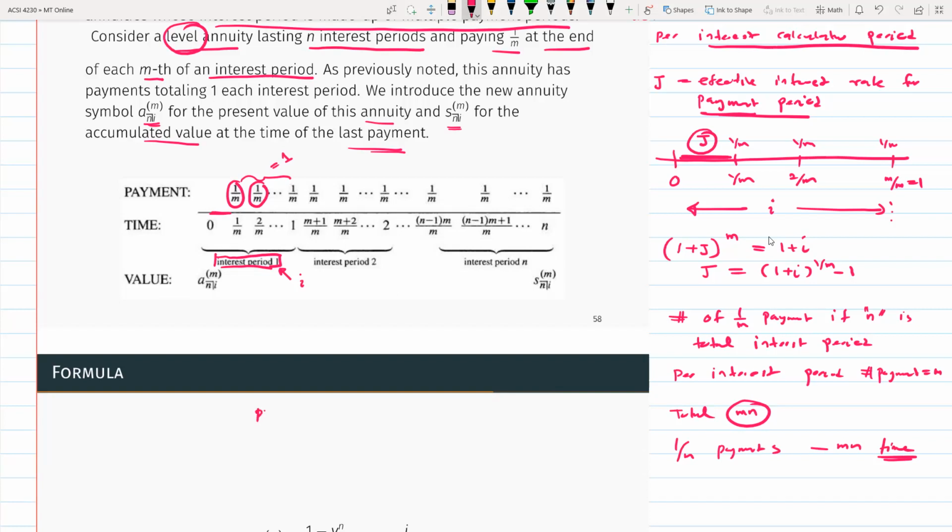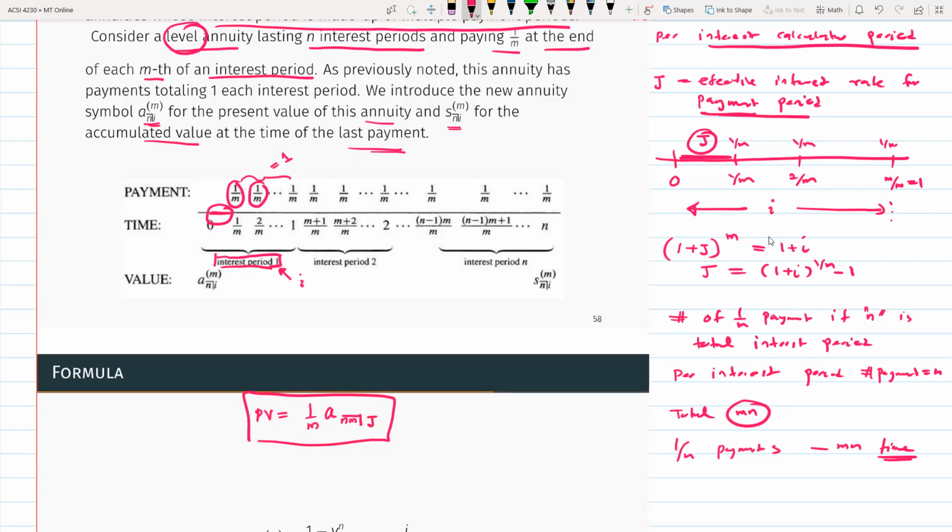So I can write the present value. What's the payment size? 1 over m. How many payments? nm. And what's the rate for one of those payment periods? It's going to be j. So this would be one approach you can easily use.